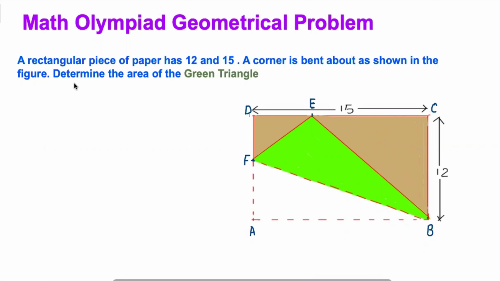Here is the question. A rectangular piece of paper has sides 12 and 15 units. The corner is bent about as shown in the figure. Determine the area of the green triangle.